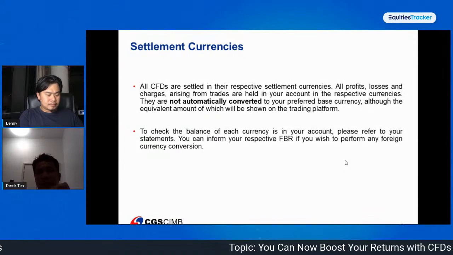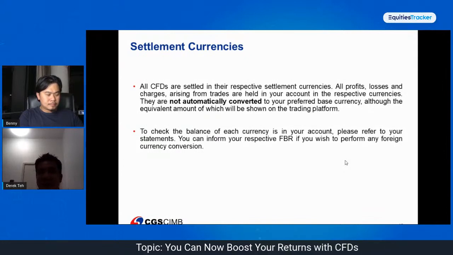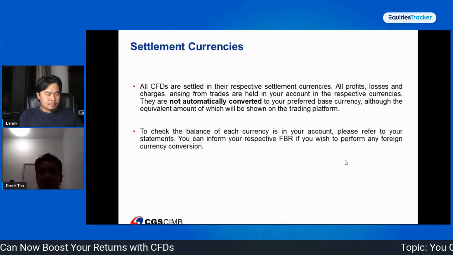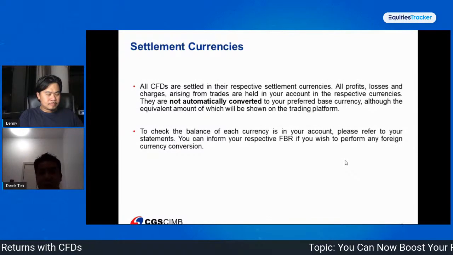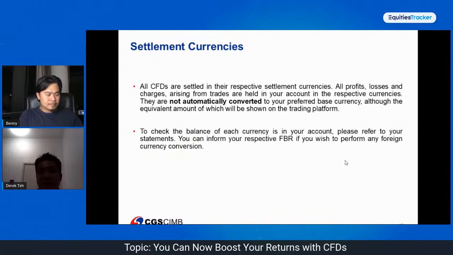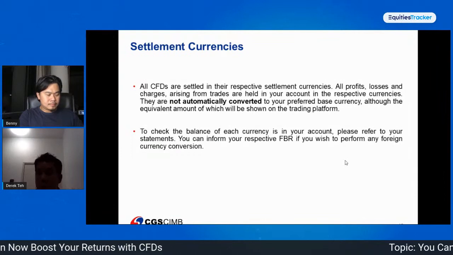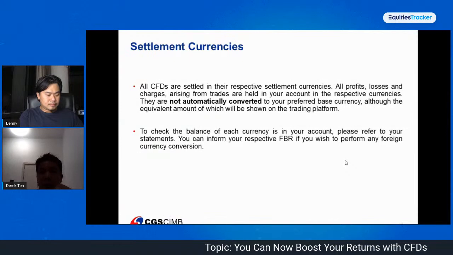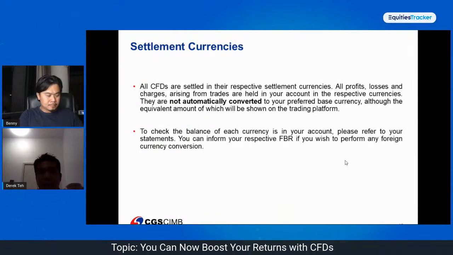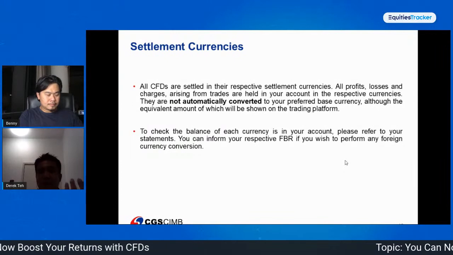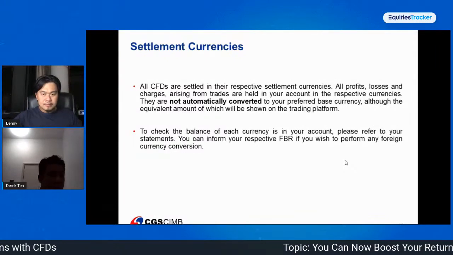So if you think the rate of ringgit against Hong Kong dollar is good, you may ask your respective futures broker rep to do the conversion for you. It will not be automatically converted. So everyone needs to be clear on this. Let's say you trade Apple shares. The currency will be in USD. So it will not be automatically converted into ringgit, let's say when you want to withdraw the amount at that time.